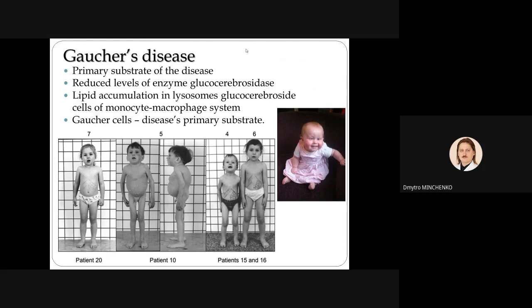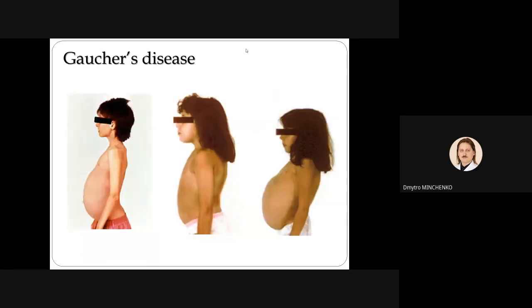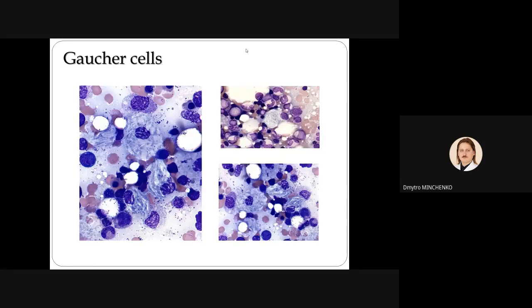As you can clearly see, we have children who have hepatosplenomegaly, and of course developmental problems. The enlarged abdomen is due to the hepatosplenomegaly. Here is the histological presentation of the Gaucher cells.